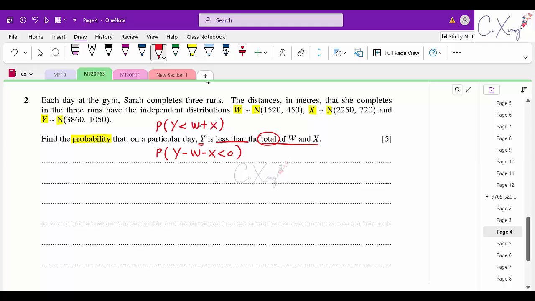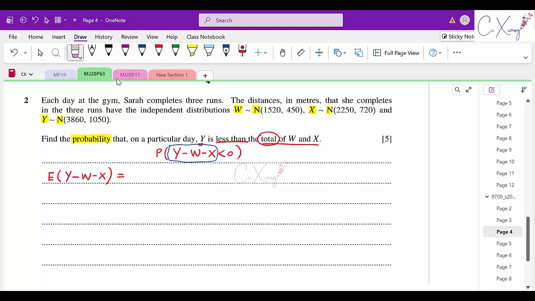I move both W and X to the other side, then this is what I get. Of course, some students prefer to move the Y over, which also works. Up to you, the final answer will still be the same. After I move the variables over, I want to find the mean and also the variance for this particular variable first. Then what do I have here? I want to find the mean for Y minus W minus X.